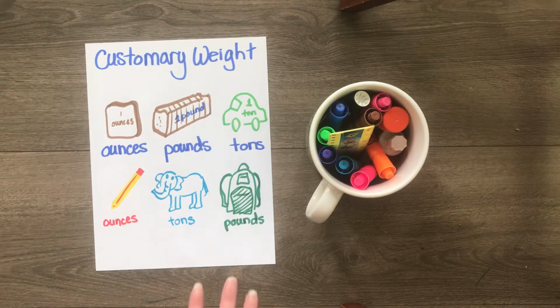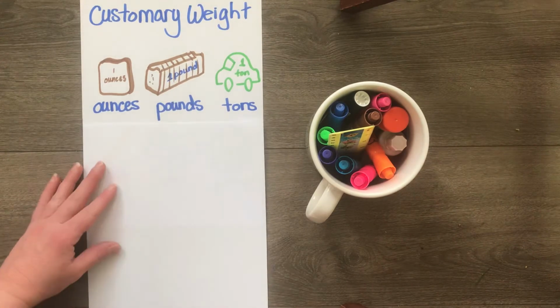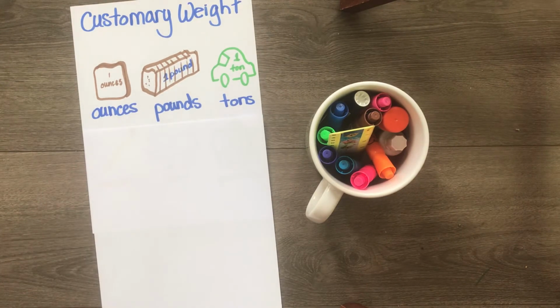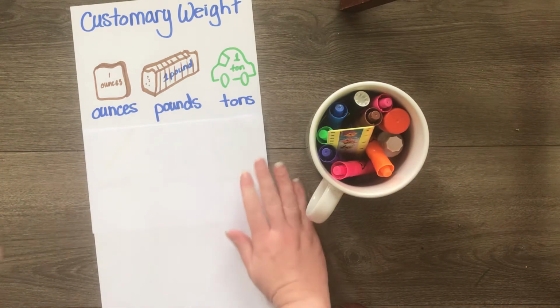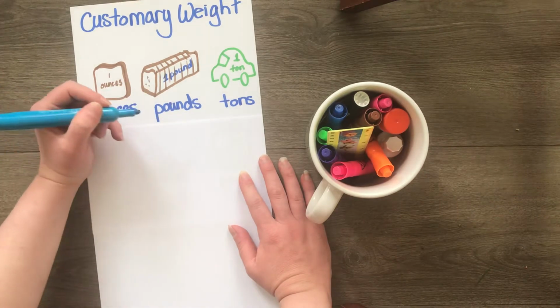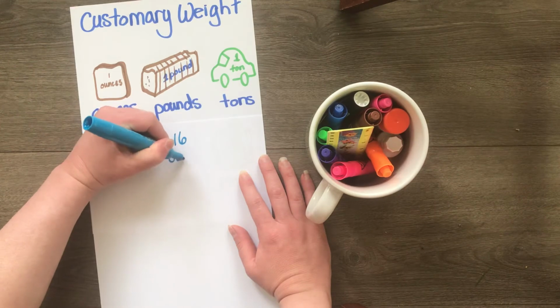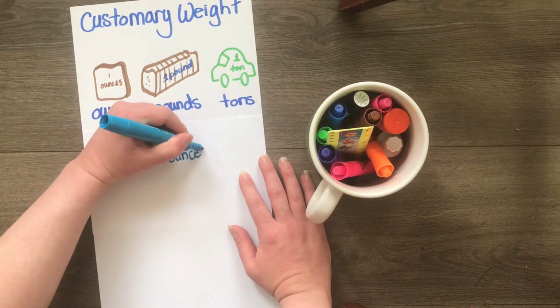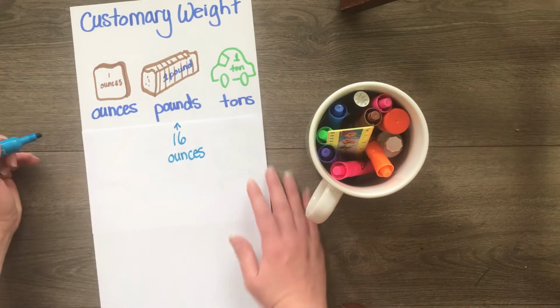Now, knowing this, it's time to do, like I said earlier, we're going to convert between these units of weight. So I want you to know that if I have pounds here, a pound is actually the same as 16 ounces. 16 ounces equals 1 pound.